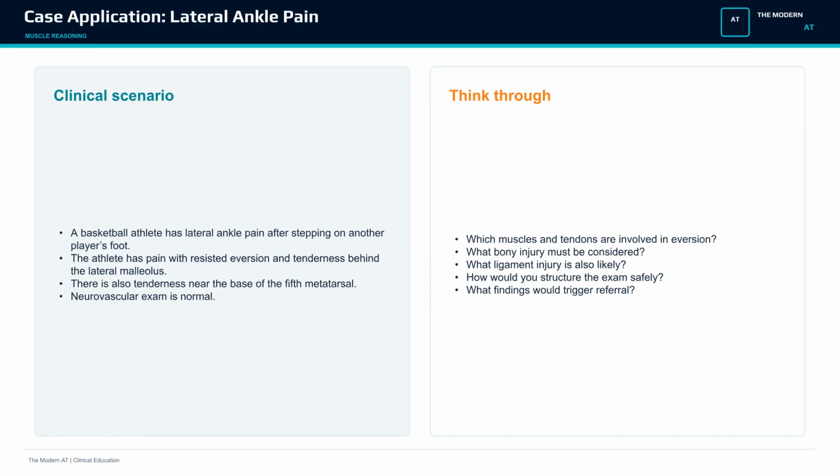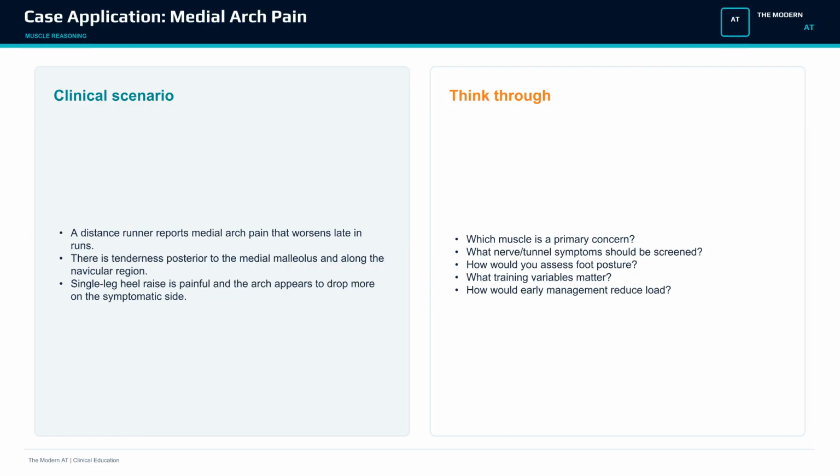In this medial arch pain case, a distance runner has pain that worsens late in runs, tenderness behind the medial malleolus and near the navicular, a painful single-leg heel raise, and more arch drop on the symptomatic side. Those findings bring tibialis posterior into the differential because it supports the medial arch and is stressed during repetitive running. Still, do not assume this is only tendon pain.